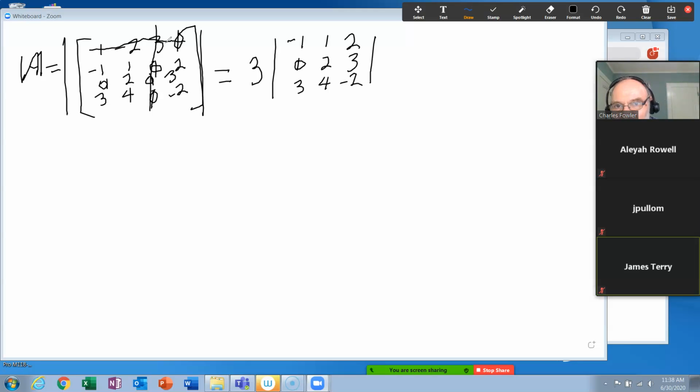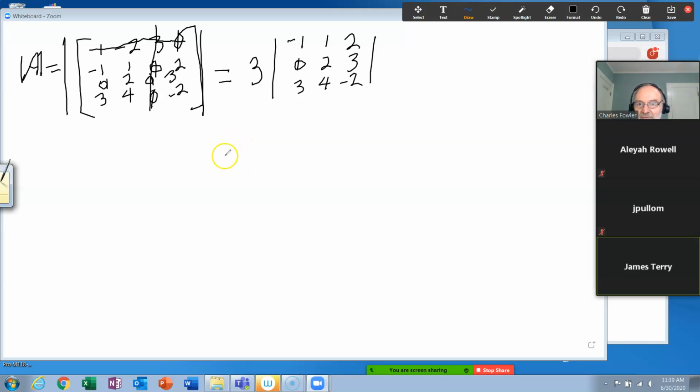What would be your next choice? You have 2 good choices here. What would they be? You've got it. Either column 1, which has a 0 in it, or row 2, which has a 0 in it. So let's do that.